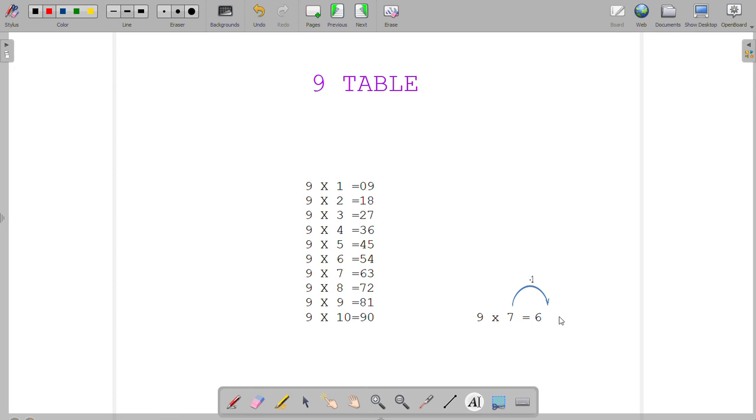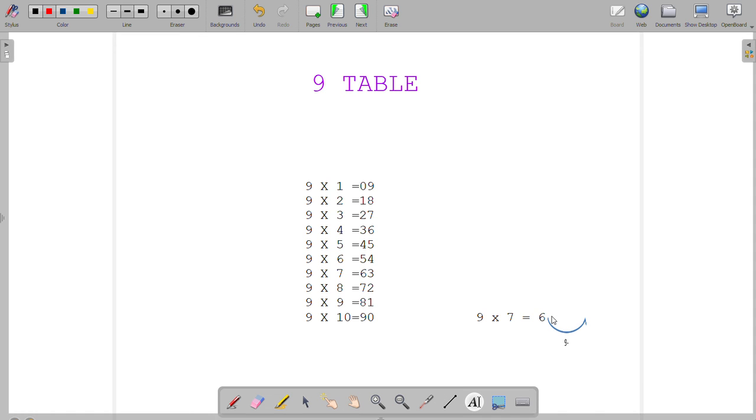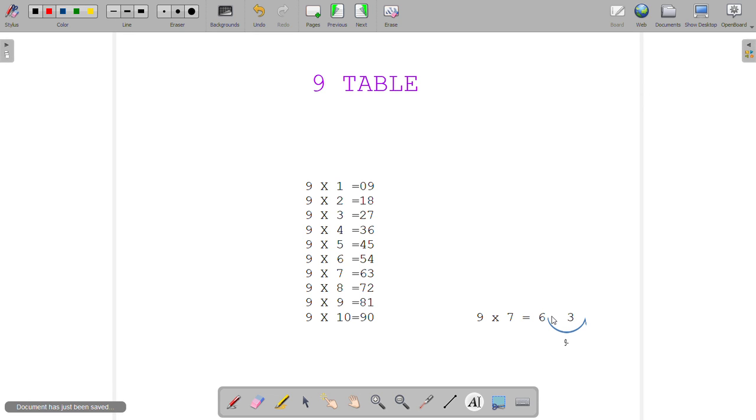And to arrive at the ones place of the result, we have to subtract this 6 from 9 and we will write down the ones place of the result. So here it is 3. In this way, we can give the result very fastly. So let us look into another number.